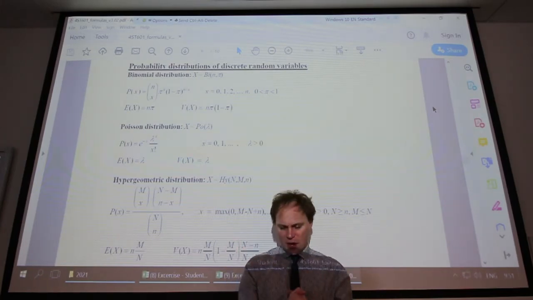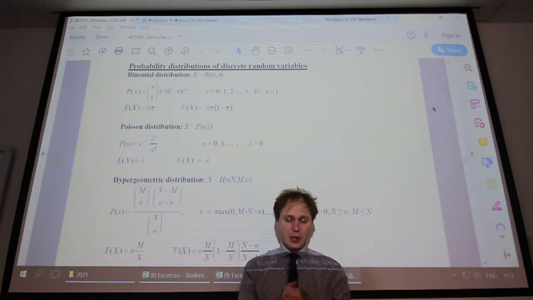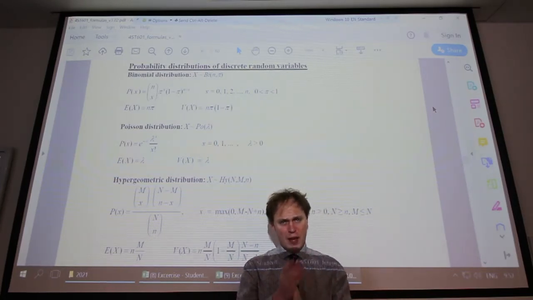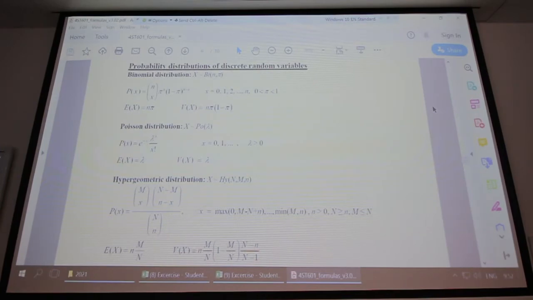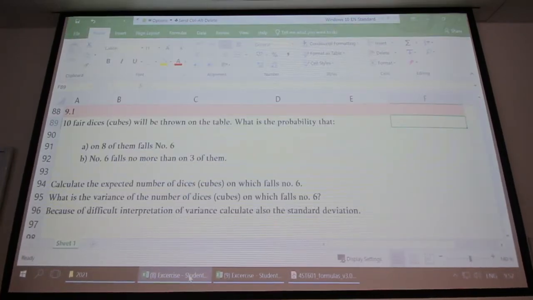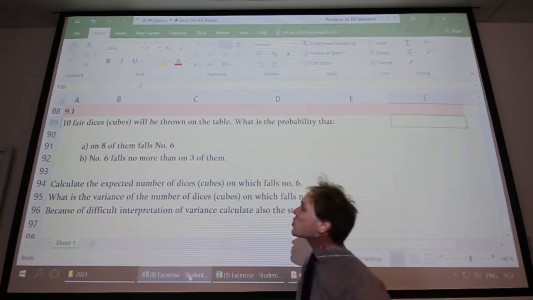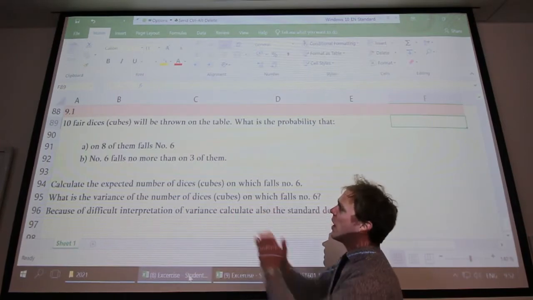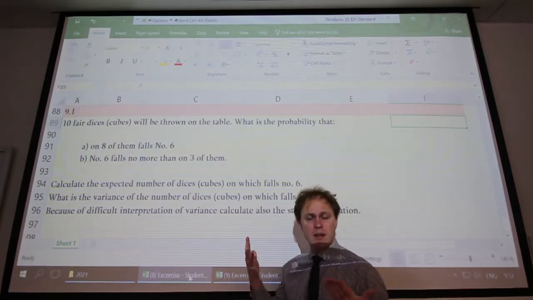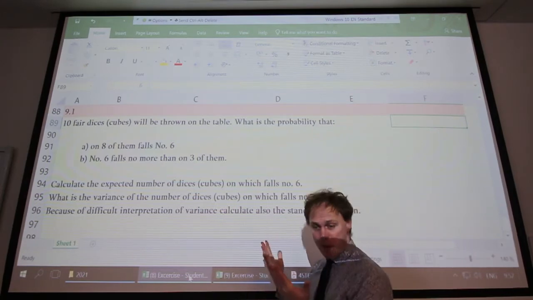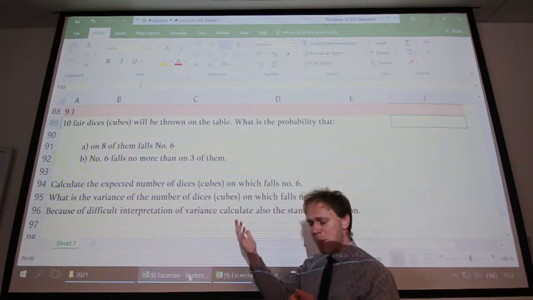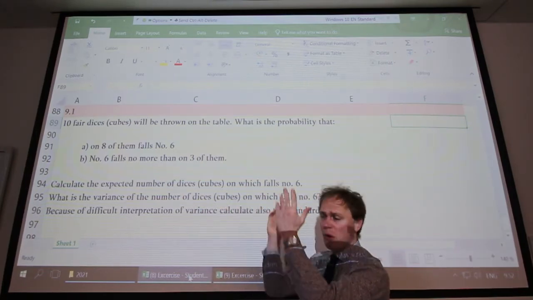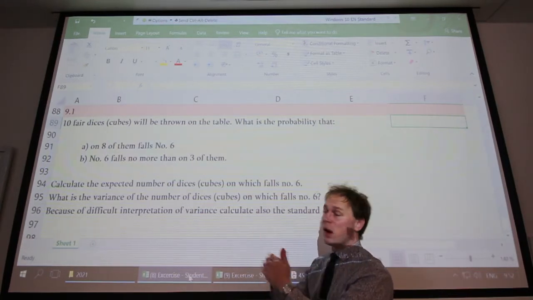We will identify which distribution it is, and according to these formulas we will solve it. So I think that we can start, and there you can see the first example. We have 10 fair dice, the cubes, and these 10 dice will be thrown on the table. So we have here 10 independent attempts, because you have 10 dice in the hand and you will throw these dice on the table.